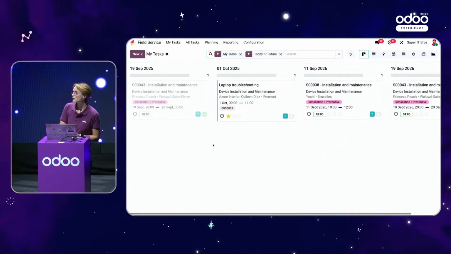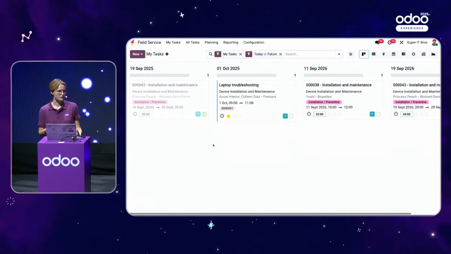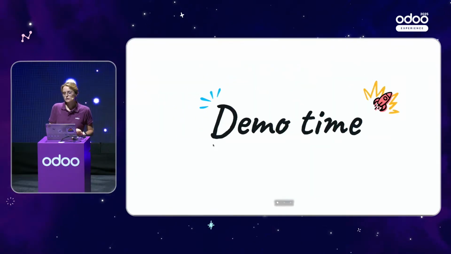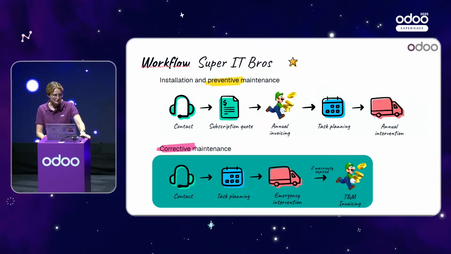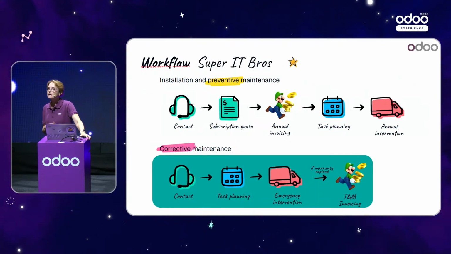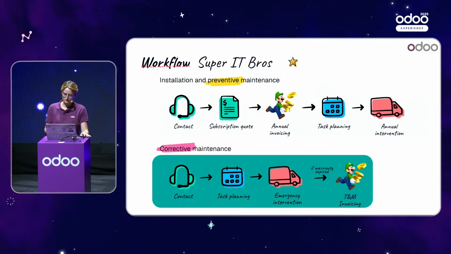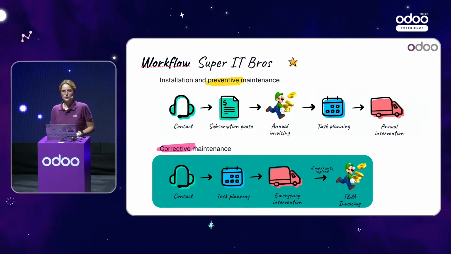Okay, so that's it for the installation and the preventive maintenance flow. So we are doing our job very well, but it always happens that sometimes some IT hardware is broken. And so in that case, we should be able to do some troubleshooting at our customer location. So how does that go?